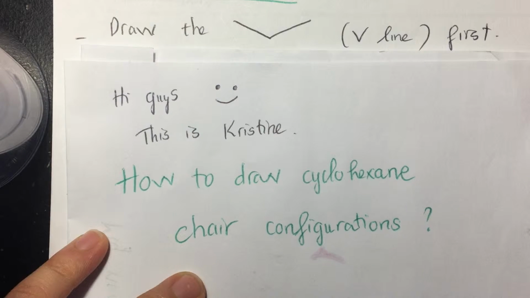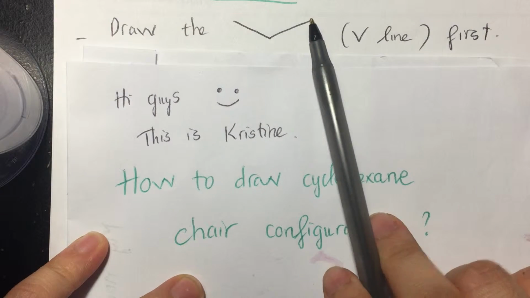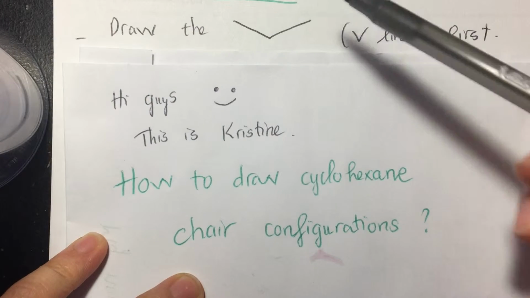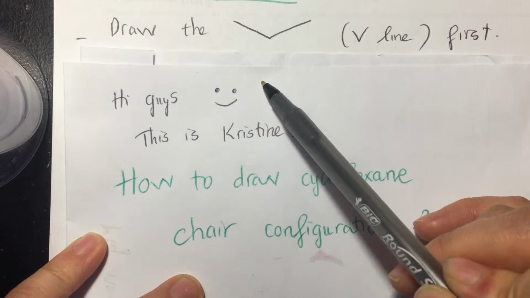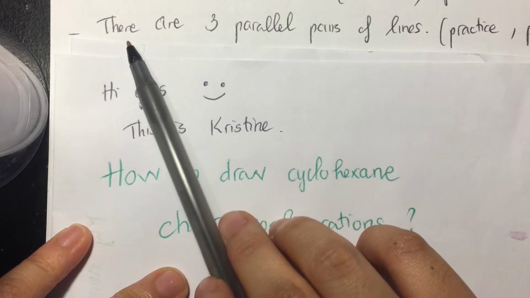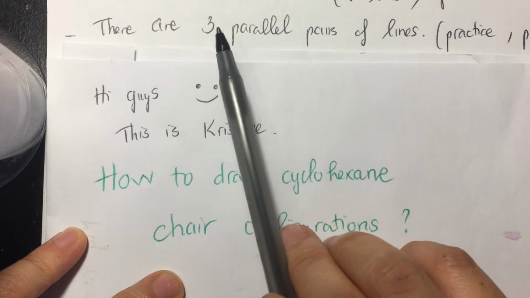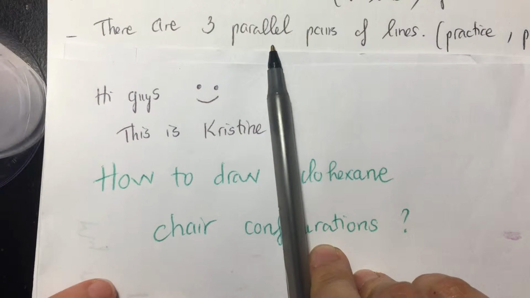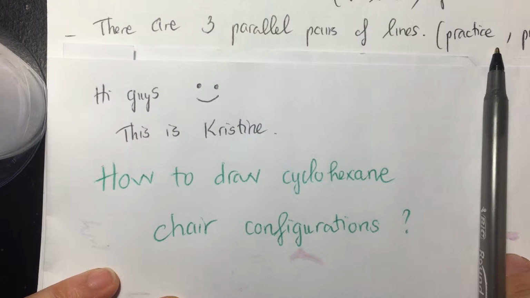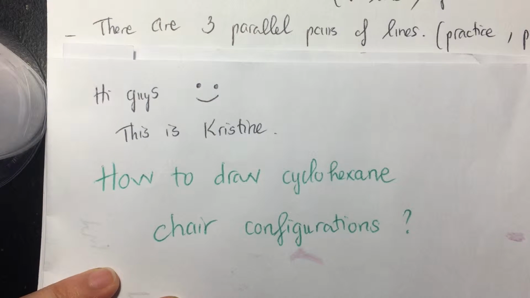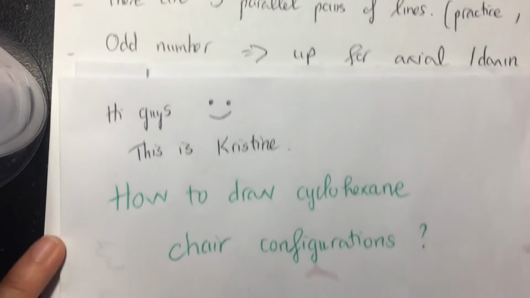So I will talk briefly about this, and then I will give you an example of specifically how I draw it. The first step is always that I draw the V line first, and then it depends on the two chair configurations. My second line can either go this way or this way. Also, notice that your chair configuration always has 3 pairs of parallel lines. And remember that this takes a lot of practice, 20, 30 times, until you get used to it.